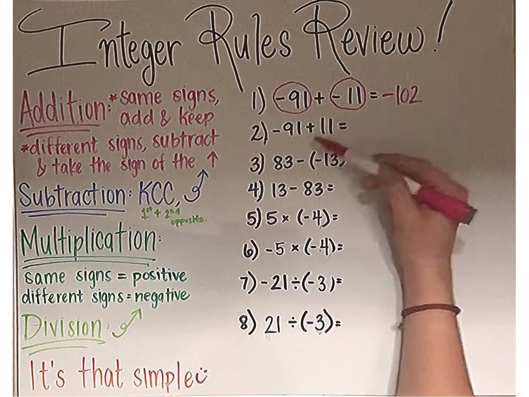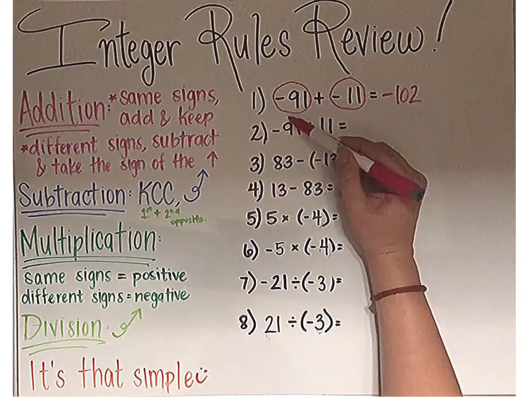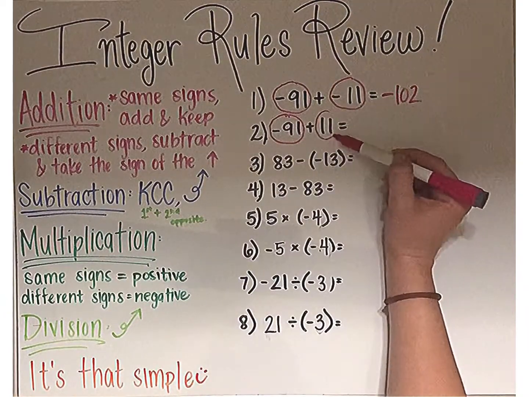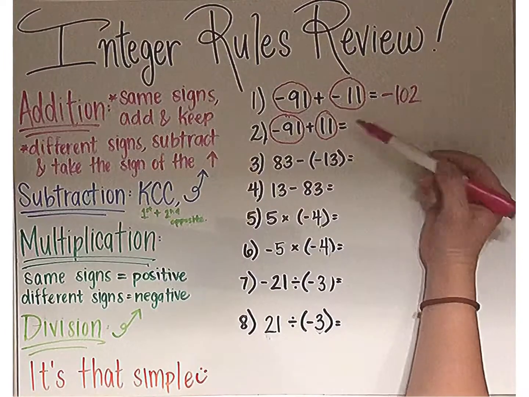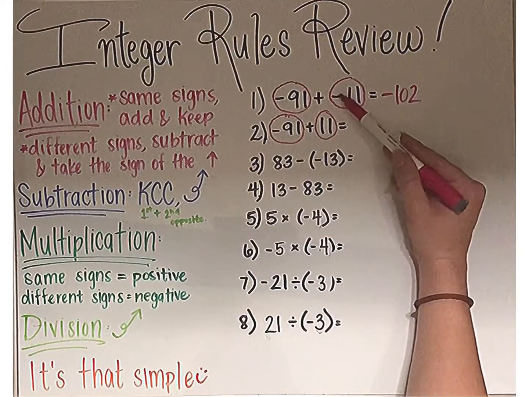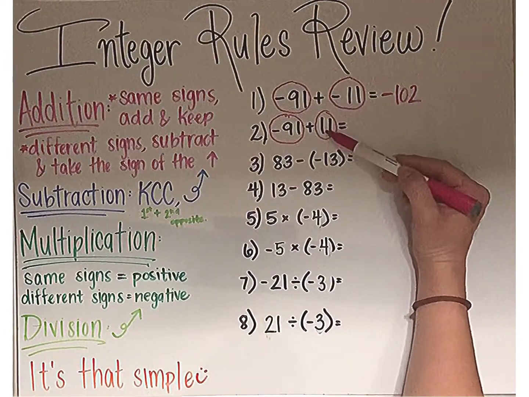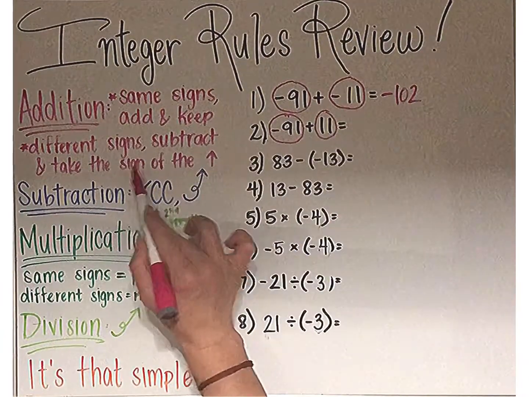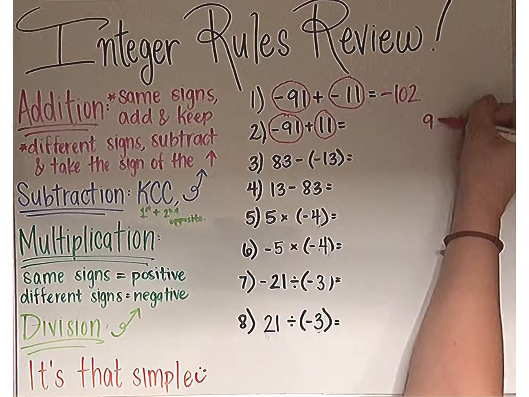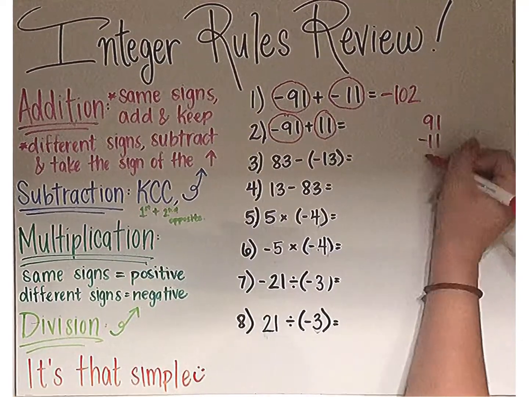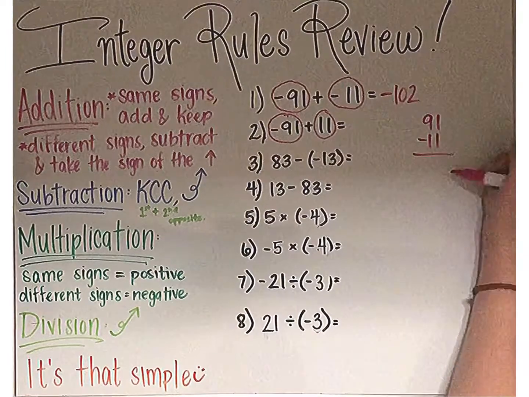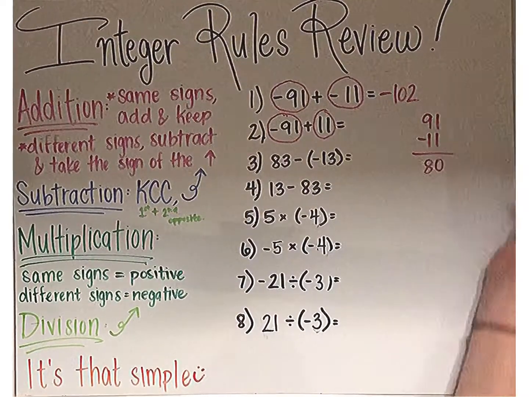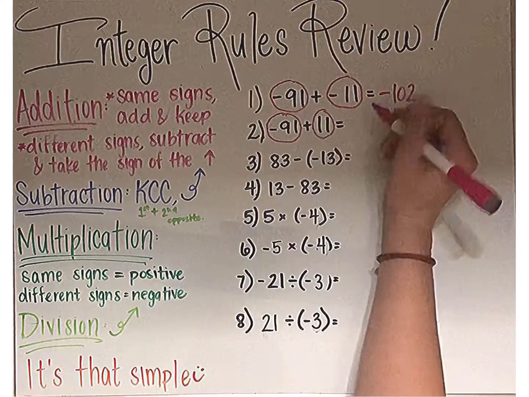Now looking over here, I again have an addition problem and I have negative 91, but this time I have a positive 11. Now the difference between these two problems is here I had this additional negative sign and here I don't. So now I have different signs, which means I subtract. I'm going to do 91 minus 11 this time. 1 minus 1 gives me 0. 9 minus 1 gives me 8. But I'm not done yet.